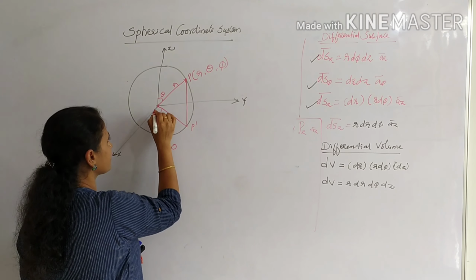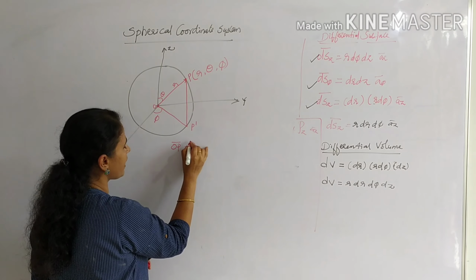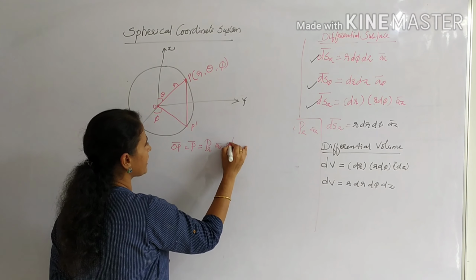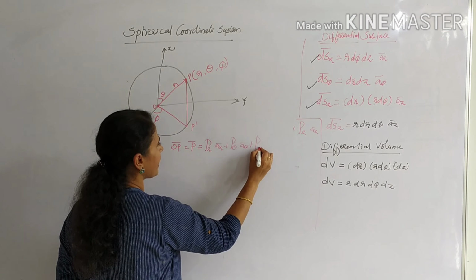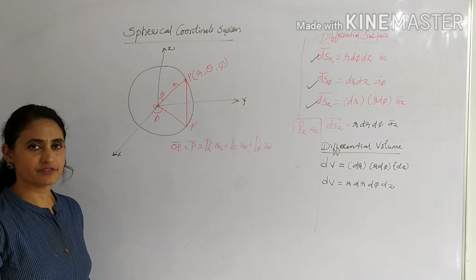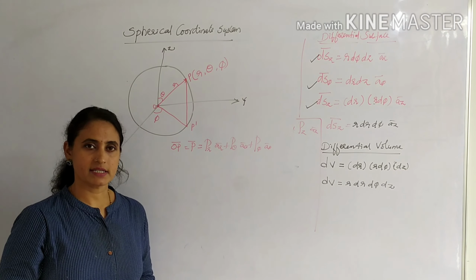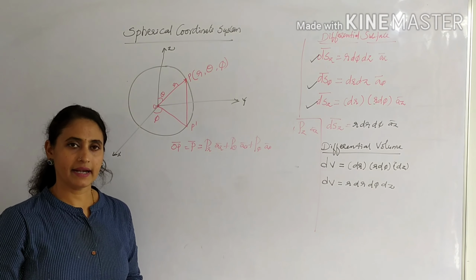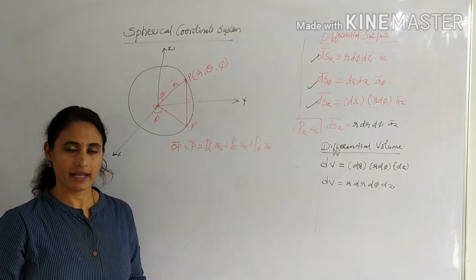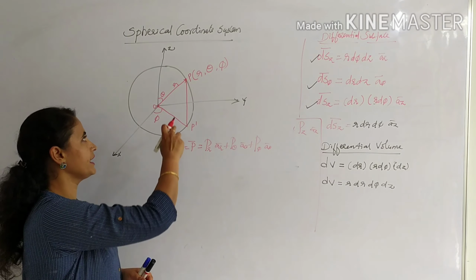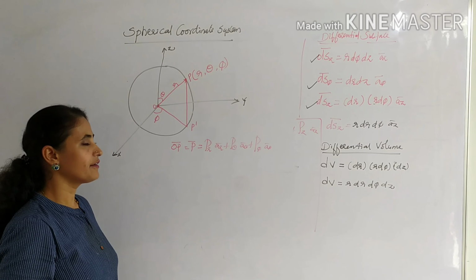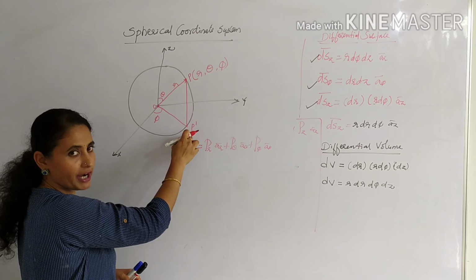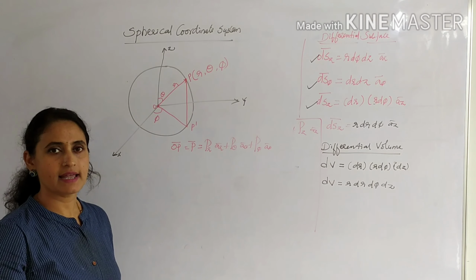How to represent a point on a spherical coordinate system? The point P, this is OP bar or P bar, is given by the magnitude along R, magnitude along theta, magnitude along phi. The three coordinates are R, theta and phi. R is the radius of the sphere, theta is the angle made by the radius with the z axis, and phi is the angle made by the line drawn by the projection of the point P dash with respect to the x-axis.